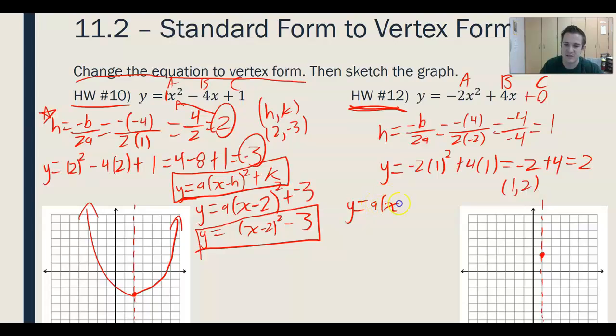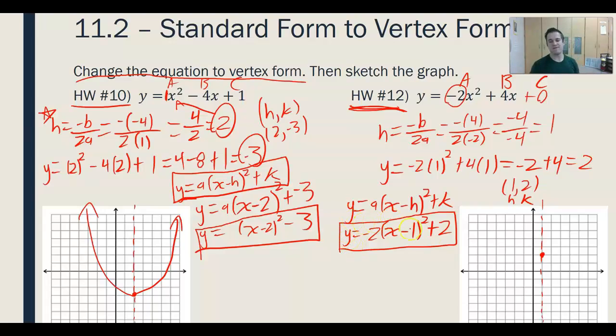Okay. Now with my vertex being 1, 2, I want to put that into a quadratic equation in vertex form. So there's vertex form, where this is h and this is k, my x and y coordinates. So I have y equals a times x minus 1, that's my h, squared, plus k, which is 2. And my a value is the same a value I started with, which is negative 2. So there's my function. Here's my vertex. Since this value out here is negative, it's going to be flipped upside down. So it's going to look something like that.